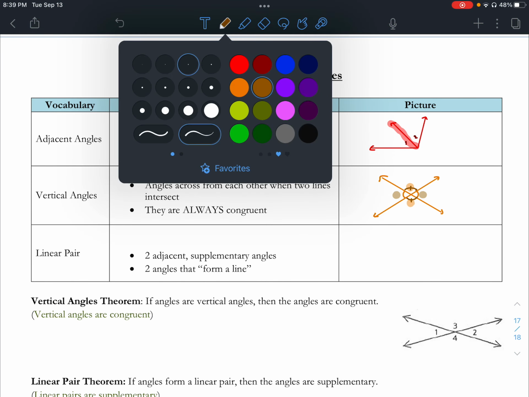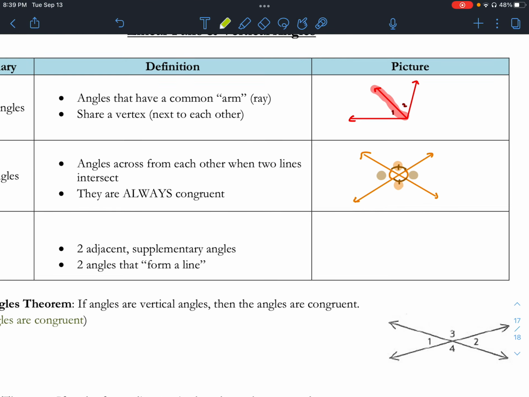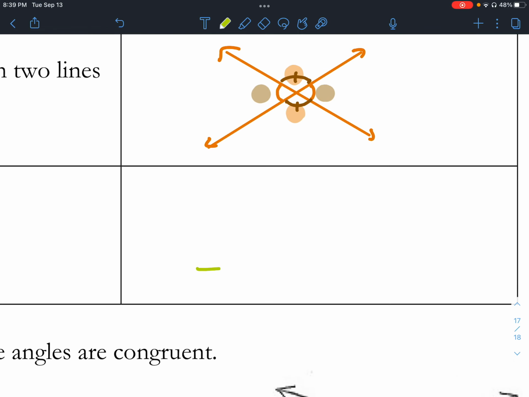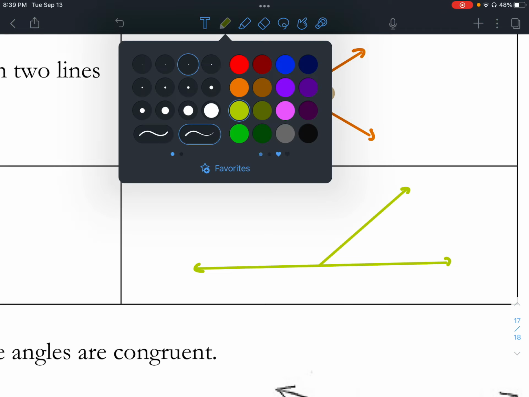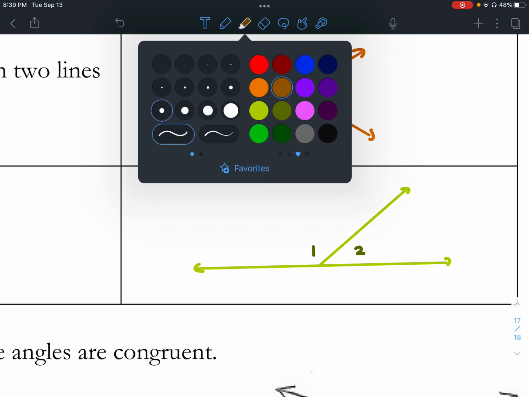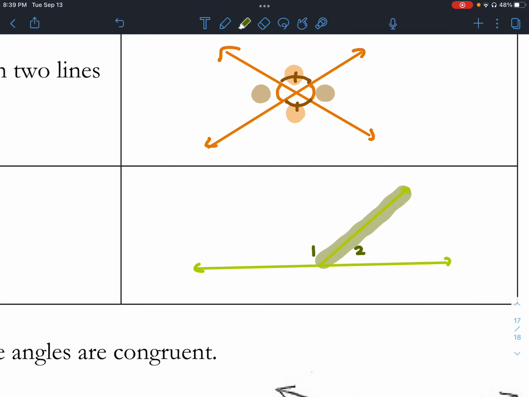And then lastly, we have this thing called a linear pair. These are two adjacent angles that are supplementary at the same time. This is how we drew most of our supplementary examples anyway. Something along the lines of this, where I have angle number 1 and angle number 2. They are adjacent because they are sharing this edge wall right here. They are also supplementary because they add up to 180 degrees.